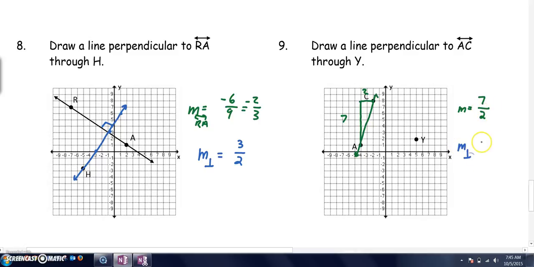My perpendicular slope, I need the opposite, so I'm going to make it negative and flip. Now, usually my slope means I go down 2/7, but I'm going to run out of room, so I'm going to do the opposite. I'm going to go up 2/7, up 2/7, and then I'm going to connect my line.